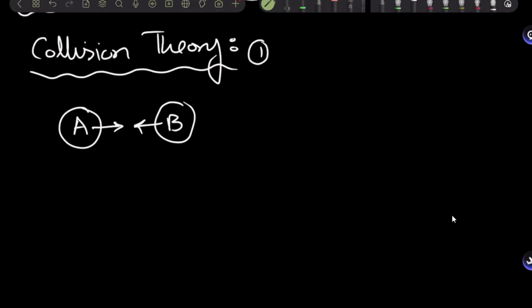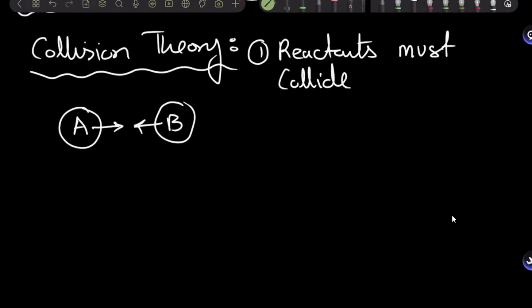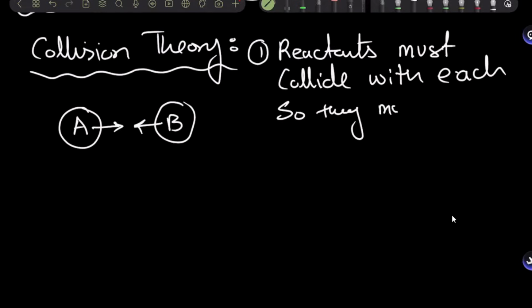So the first postulate for collision theory is that reactants must collide with each other, so they may react. Now, this is very important. Why do I say they may react? Because it's not only dependent upon colliding with each other that you'll make product. All right. So the formation of product or the reaction of the reactants is not just dependent on the collision.